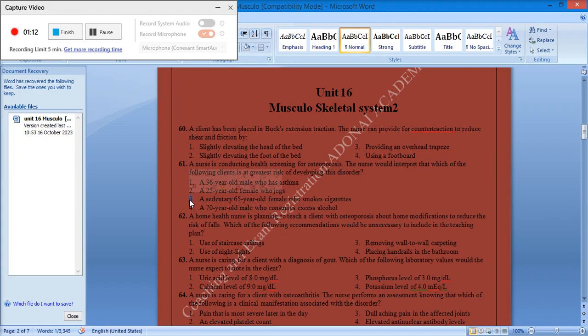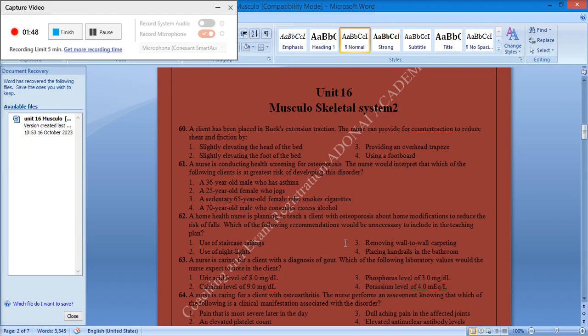62. A home health nurse is planning to teach a client with osteoporosis about home modification to reduce the risk of falls. Which of the following recommendations would be necessary to include in the teaching plan? 1. Use of staircase railings. 2. Use of night lights. 3. Removing wall-to-wall carpeting. 4. Placing handrails in the bathroom. The correct answer is 3. Removing wall-to-wall carpeting.